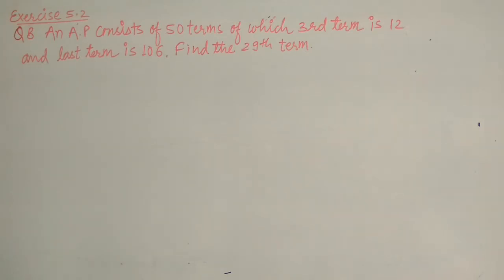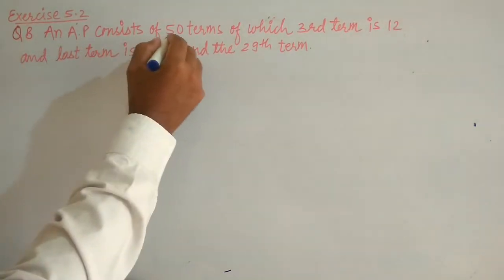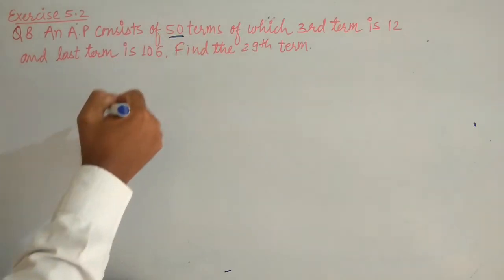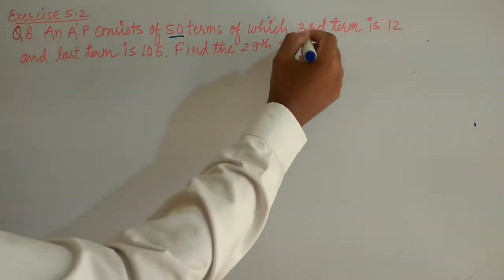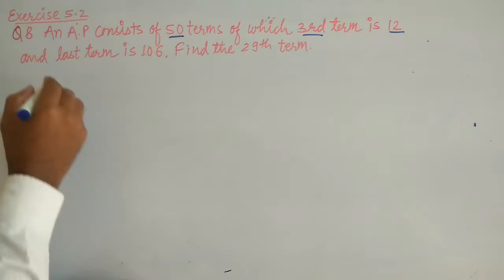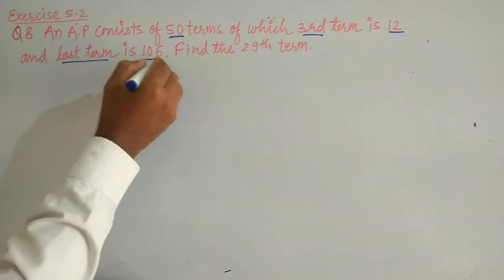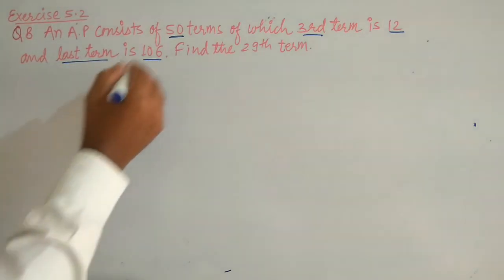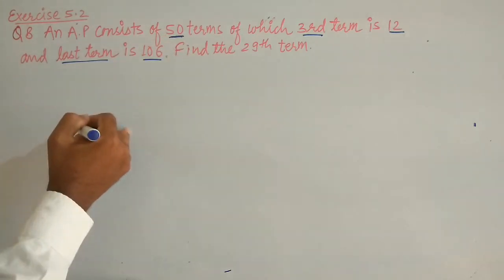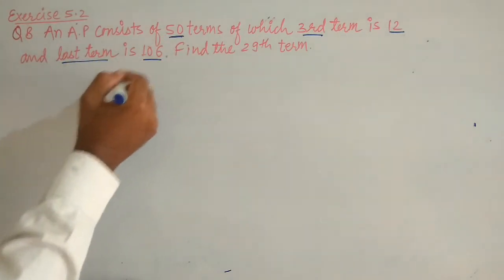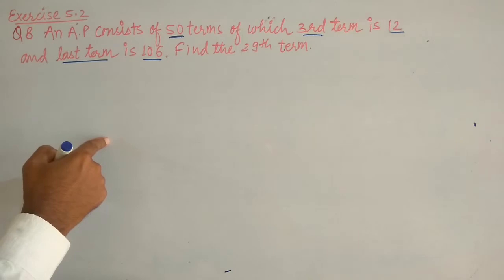Question number 8 of exercise 5.2. Here it is given that an AP consists of 50 terms. There are 50 terms in an AP and whose third term is 12 and the last term is 106. AP consists of 50 terms. So the last term will be the 50th term.